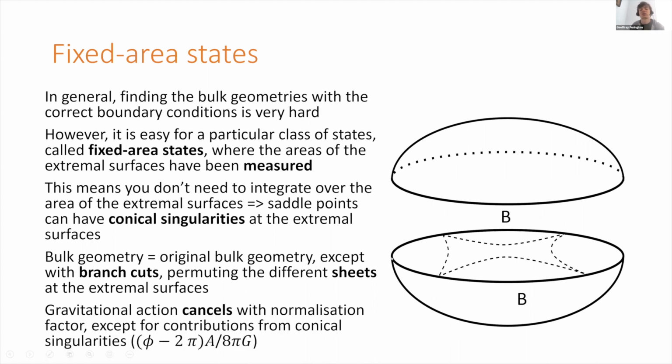Because this sort of geometry just looks like n copies of our original geometry for rho, it turns out that the gravitational action cancels when you normalize these states. You divide through by trace of rho, except for the contributions that come from these actual conical singularities sitting at the surfaces, because they don't appear in the normalization factor. So they just give this very simple contribution that looks like the conical excess times A over 8 pi G Newton.